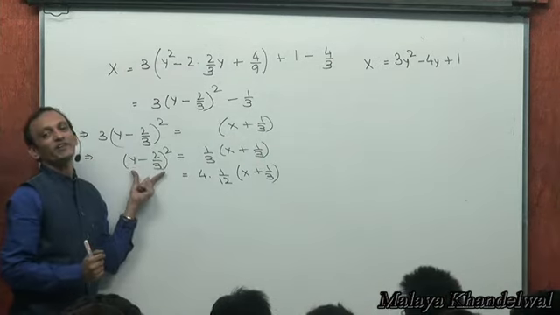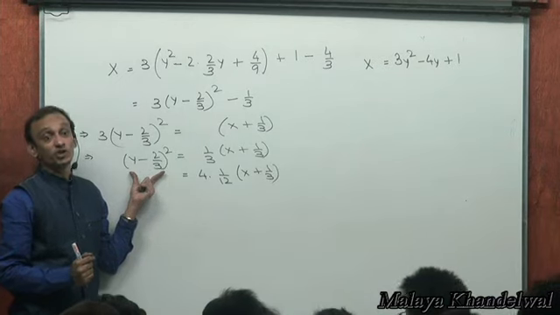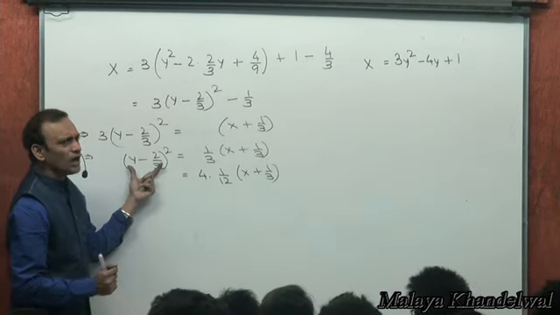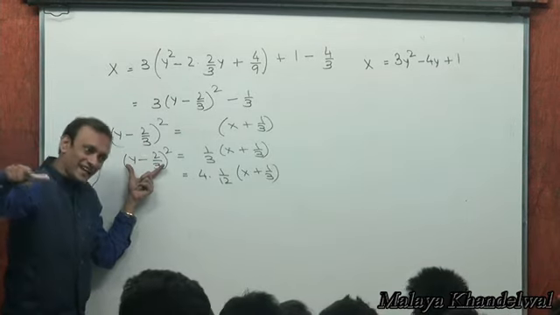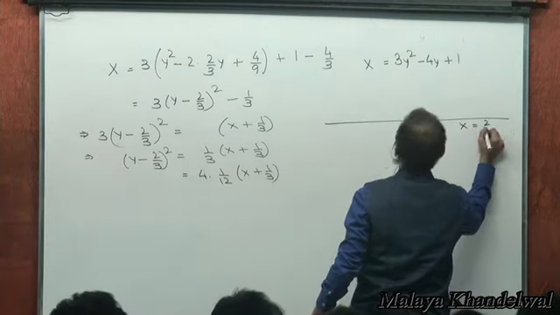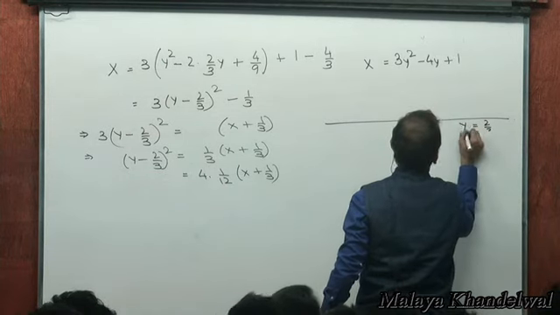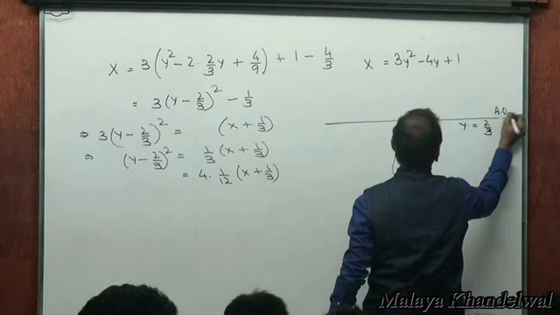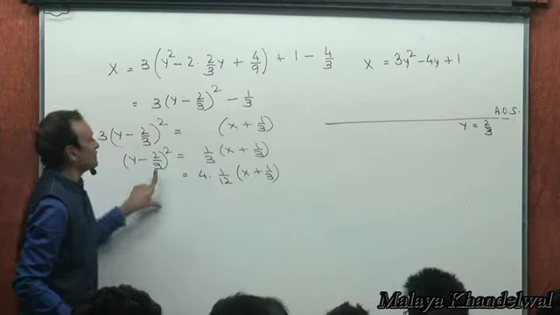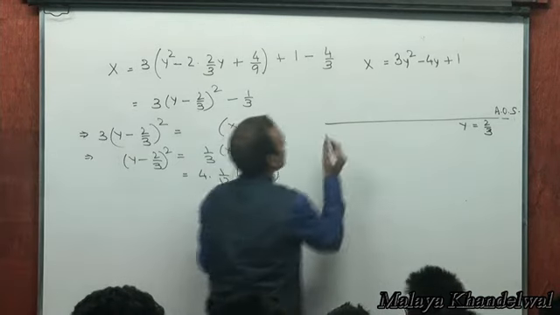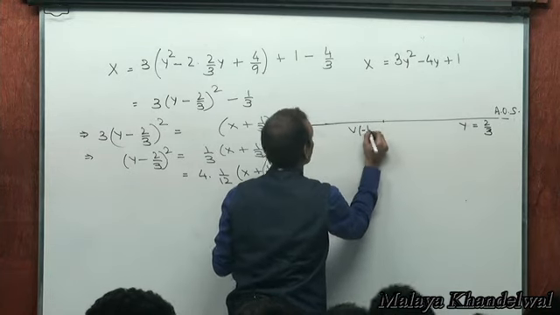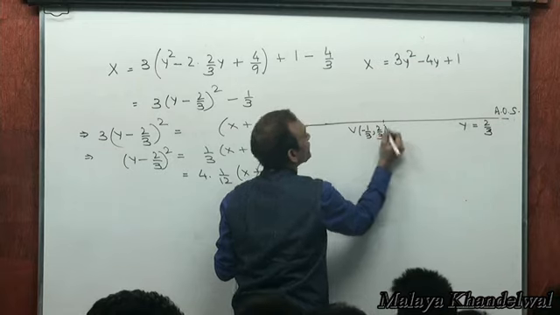Now, the axis of symmetry would be y equal to 2 by 3. If you put the square term equal to 0, then y equal to 2 by 3 would be the axis of symmetry. This always will be a parabola whose axis of symmetry will be parallel to the x-axis, right? So, y equal to 2 by 3 is the axis of symmetry of the parabola, right? What's the vertex of the parabola? Minus 1 by 3 comma 2 by 3 would be the vertex of the parabola.